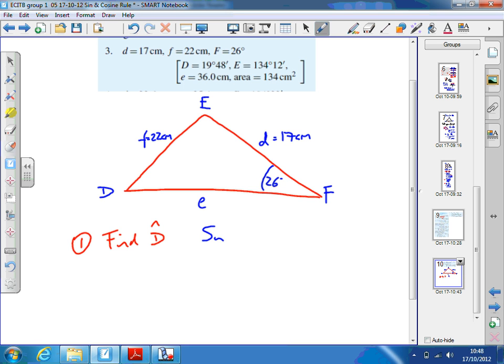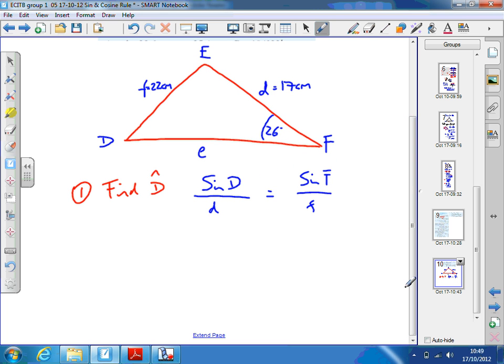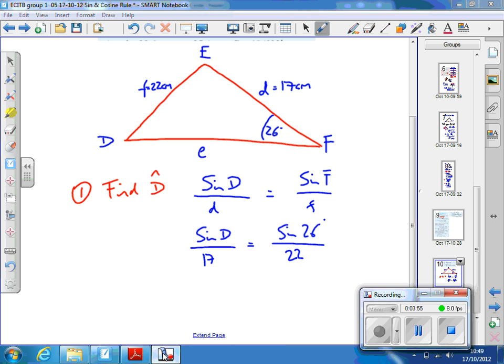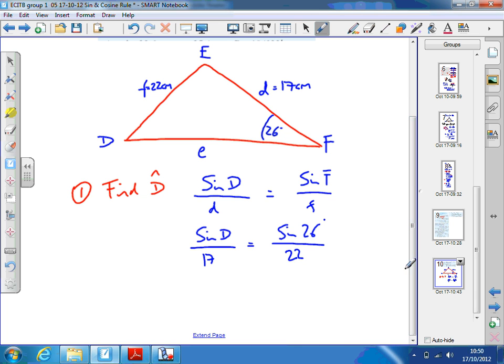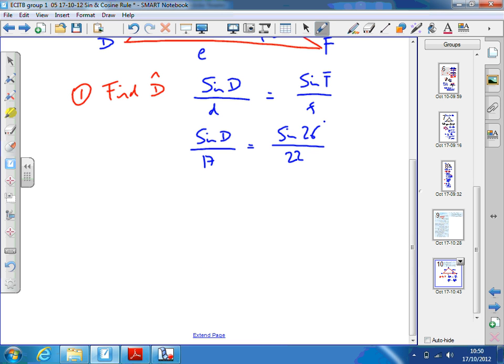So, sine of angle D, which is what I'm after, over the side opposite it, equals the ratio I know, which is sine F over side F. I don't necessarily have to write this intermediate step, but what I certainly need to write is sine D over what I know, which is 17, equals sine 26 over the side I know, which is 22. So I put in the values. Now we multiply both sides by 17, because I'm after sine D. So sine D equals sine 26 over 22 times 17.